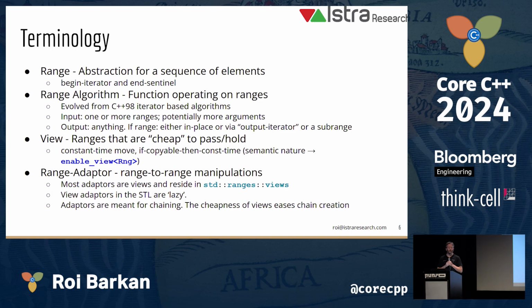And then a range algorithm is basically just a function that operates on ranges. One of its inputs typically is a range, its output is typically either a range or an iterator, and sometimes its output can be even more complex. And there are sometimes range algorithms that operate on their input ranges in place, so they receive a range as an argument and change it as they work.